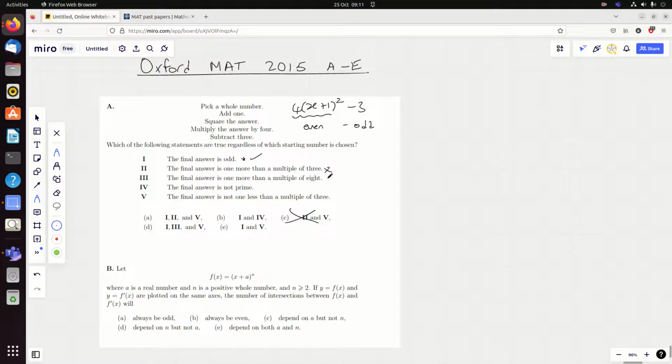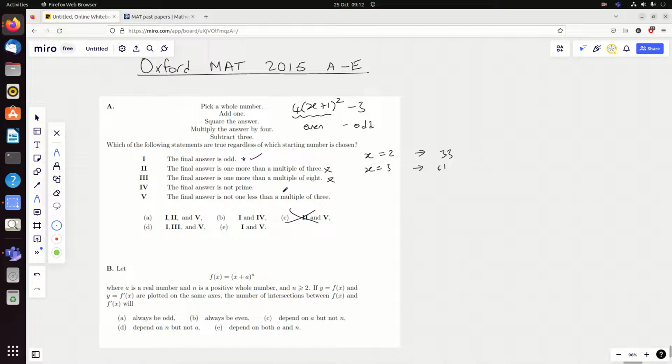Final answer is 1 more than a multiple of 8. Well, I think if I just use that last answer, picking x is 2, we get 33 at the end. Okay, that is 1 more than a multiple of 8, but what about picking x is 3? Then we're going to get 4 squared, which is 16, times 4 is 64, minus 3 is 61. Let me just check I've done that right. Yep, that looks right. That is not 1 more than a multiple of 8. That's 5 more than a multiple of 8, so that's wrong.